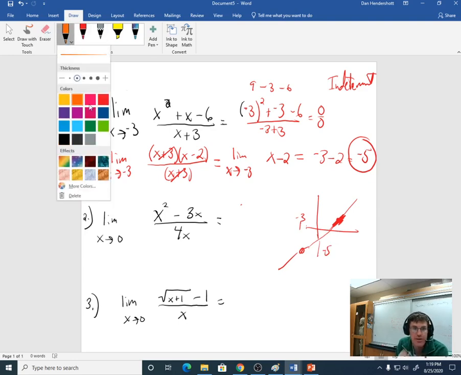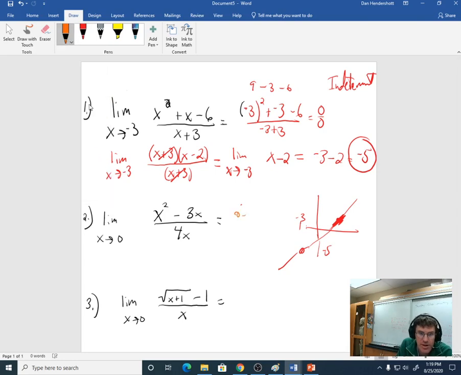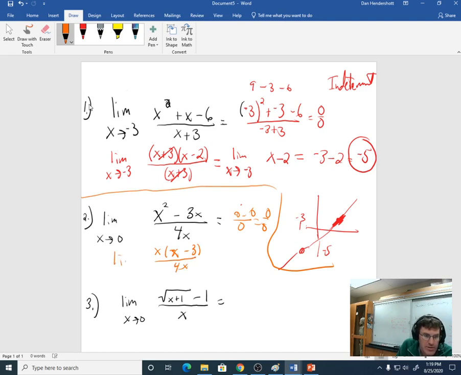Now let's try this one. We're going to fill in 0. That's 0 minus 0 all over 0, which is 0 over 0. Okay, what can we do about this one? Well, we can factor out an x. So this is x times (x minus 3) all over 4x. And this is equivalent to the limit as x approaches 0, and we can cancel out this x. So we're left with (x minus 3) over 4.